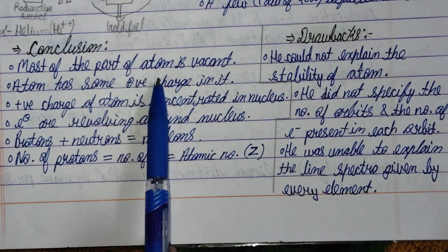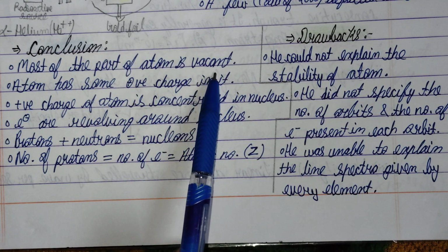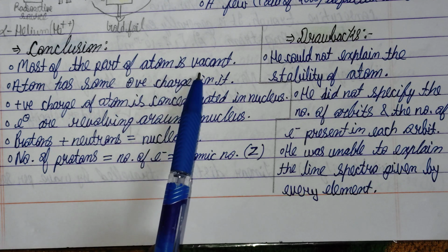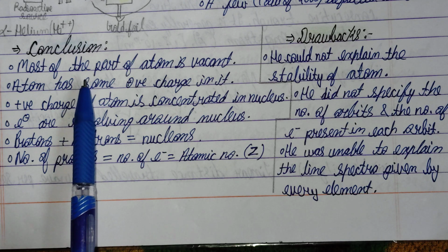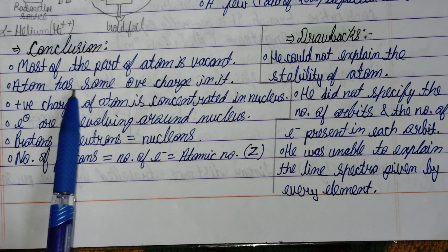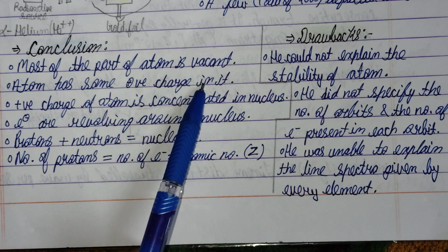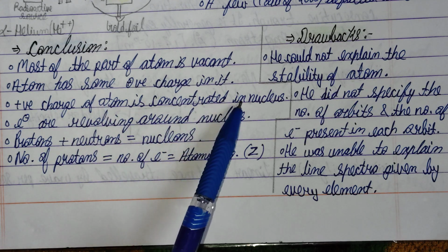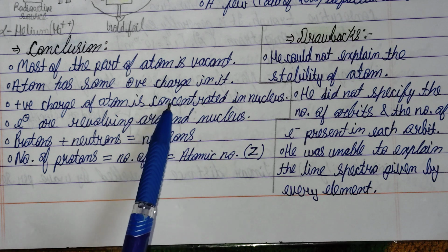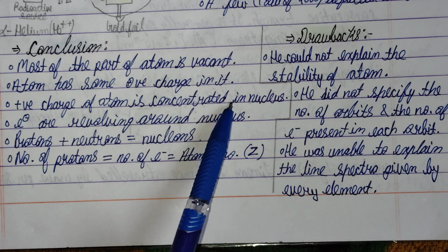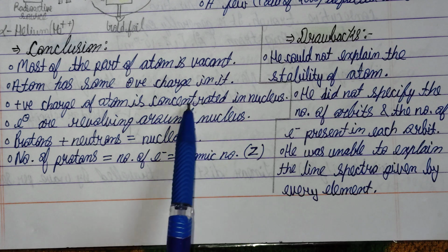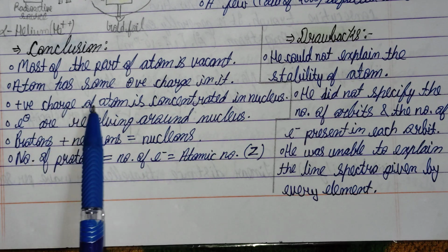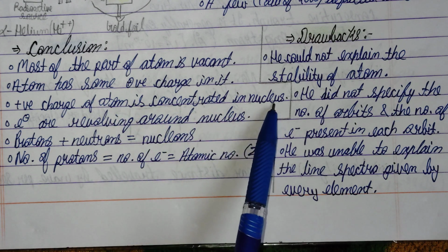Conclusion: most of the part of the atom is vacant. Vacant means empty, there is no matter. The atom has some positive charge in it. Due to the 180 degree return of alpha particles, we can say the positive charge of the atom is concentrated in the nucleus.